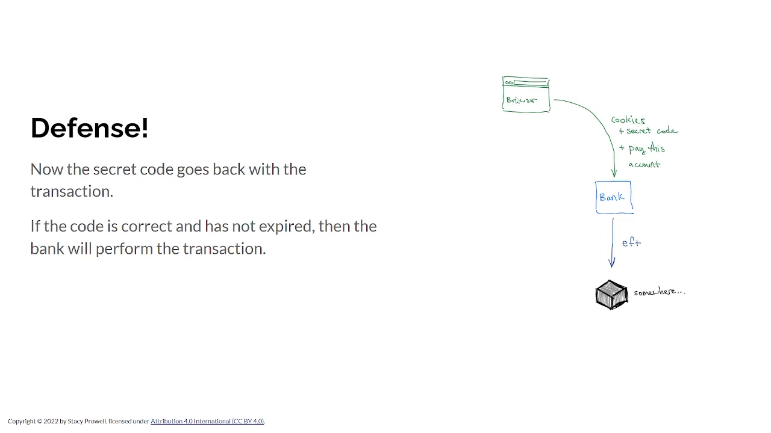So then when I turn around and ask the bank to transfer money, I send the cookies and I send the secret code and tell it to pay the amount. The secret code matches what it sent me when it sent the form, and it says, yep, this is you. I know that because of the cookies, and you're sending me back the same code I sent you when I sent you the form. Those match. That's good. I'm going to go ahead and do it.